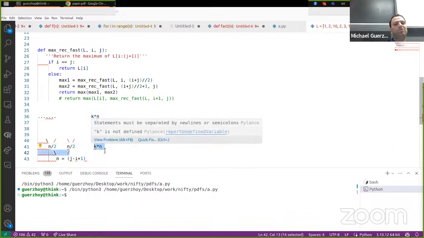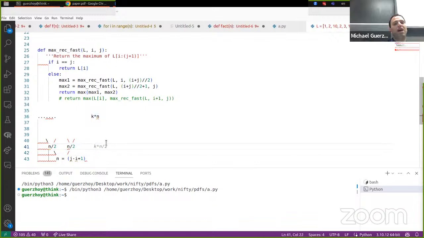However, each call now really takes the same amount of time because you're not doing any work here. You're just calling max rec fast, and you're taking max of 2 integers, which is really fast. Make sense?